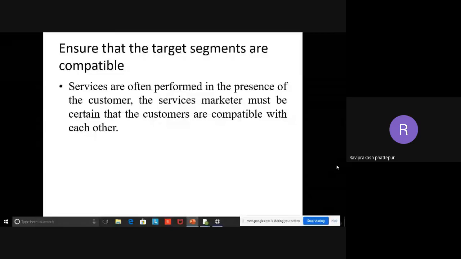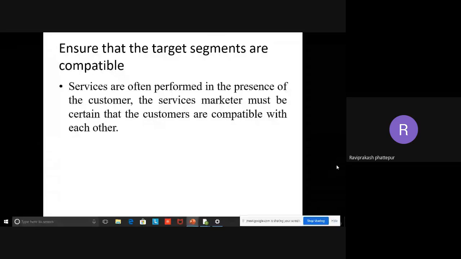Compatible. As I told you, you can choose only one segment or multiple segments. So you should make sure that if you are providing the same product to different segments, those particular segments should be compatible. The services marketer must be certain that the customers are compatible with each other. So if you are targeting a middle class and a very high class segment, there might be some issues with them. Why? Because the middle class people have a particular capacity of shelling out money, and the top level has a different capacity of shelling out money. So they should not feel that they are not belonging to a particular place or a particular service. So you should make sure that whatever segments you are targeting, they should be compatible with each other. Okay, so this is one of the examples that I give.